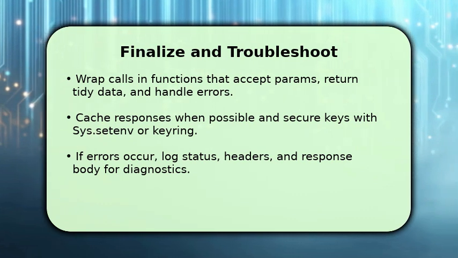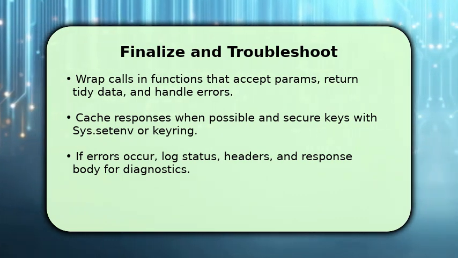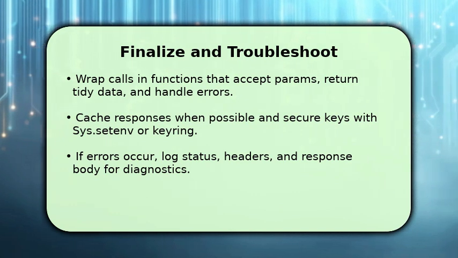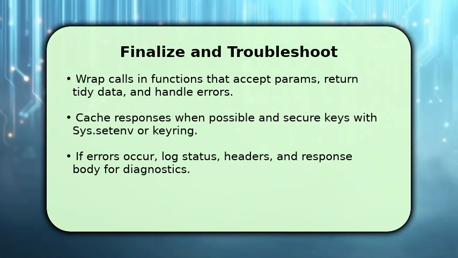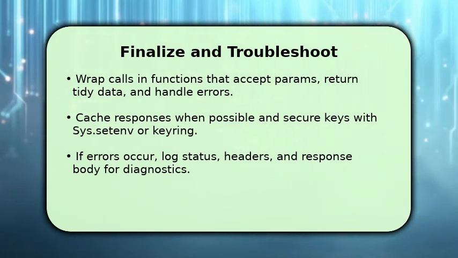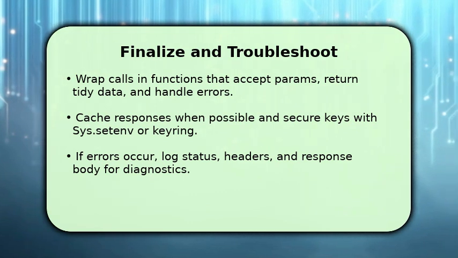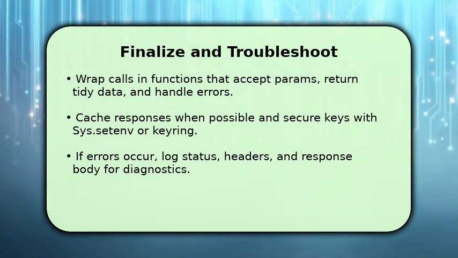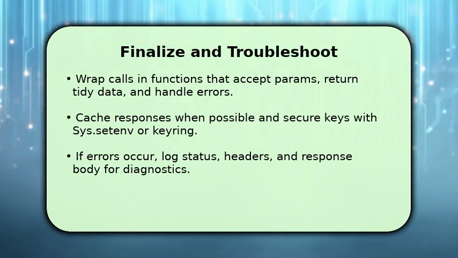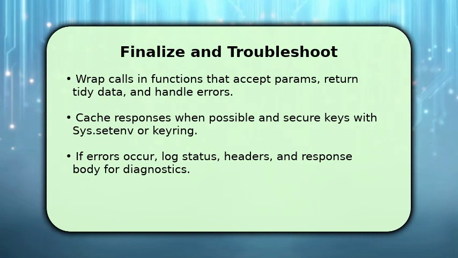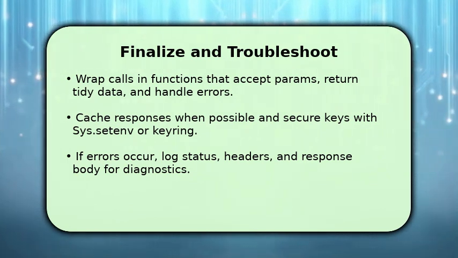Once done, secure API keys with Sys.setenv or the keyring package and implement simple caching to reduce calls. Make sure to add informative error handling that retries on transient failures and stops on fatal ones. If something goes wrong, log the HTTP status, response headers, and body for debugging. These three pieces usually reveal authentication, quota, or payload problems.